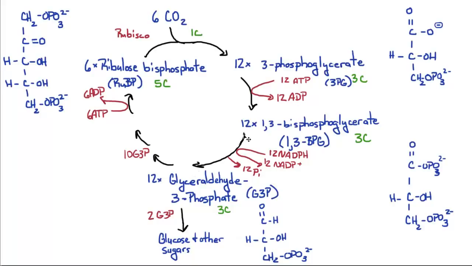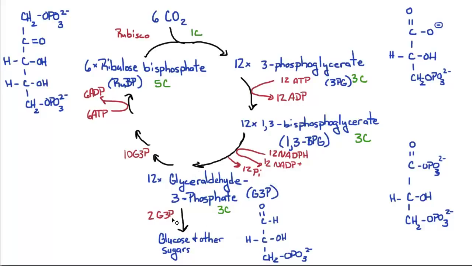After this, it's going to go through some more steps, and 12 NADPHs are going to be oxidized to 12 NADP pluses, and 12 inorganic phosphate groups are going to be kicked off to form 12 glyceraldehyde 3-phosphate molecules, also a 3-carbon molecule. Here you can see that the carboxylic acid up there has been reduced to an aldehyde, but you still have your phosphate group on the 3rd carbon right here.